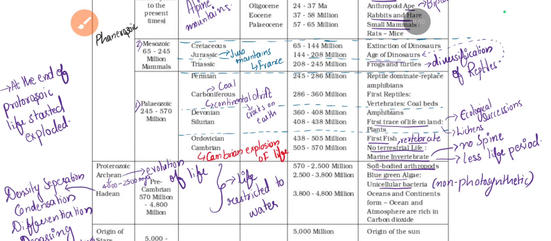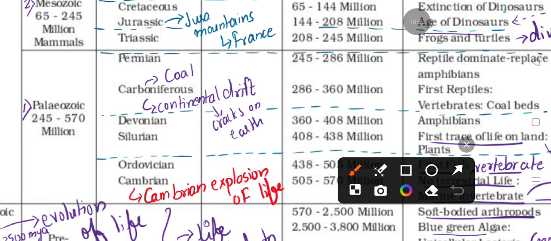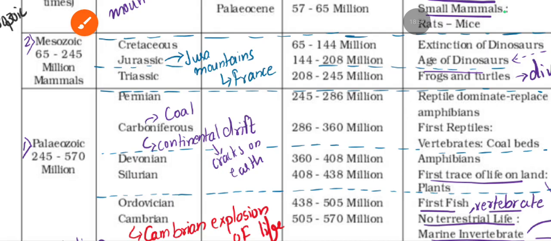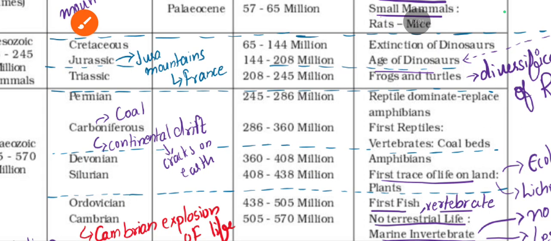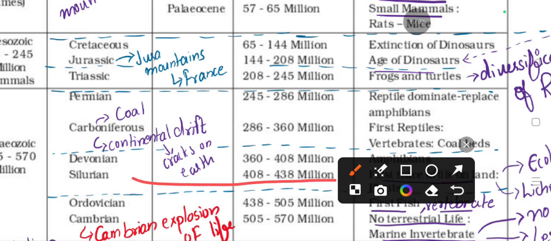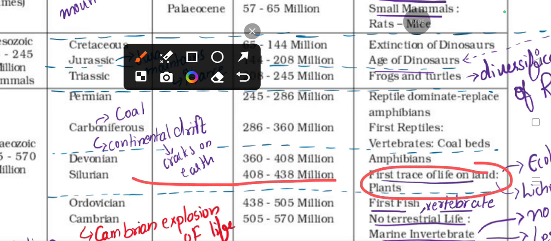Okay, let's go back. I've told you about the Ordovician. At the end of the Ordovician, the first mass extinction took place, and the next important period is Silurian. Silurian is important because this is the period at which the first trace of life on land originated. The plants originated for the first time on land, during the Silurian period.